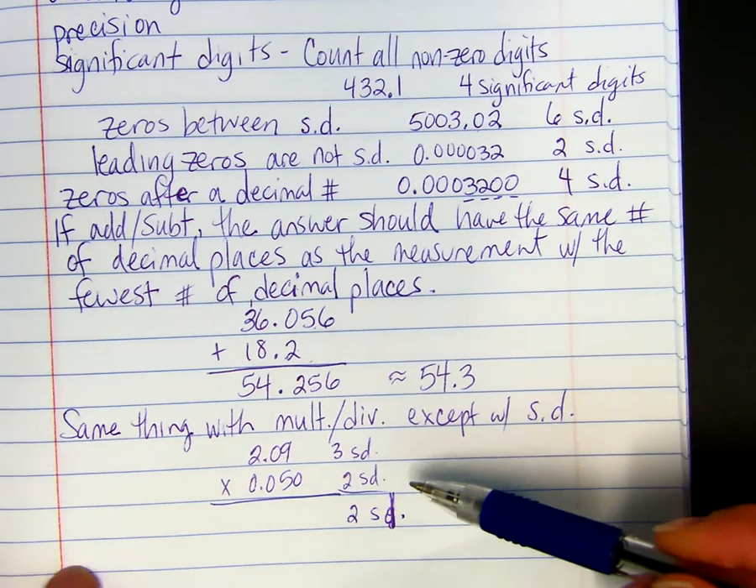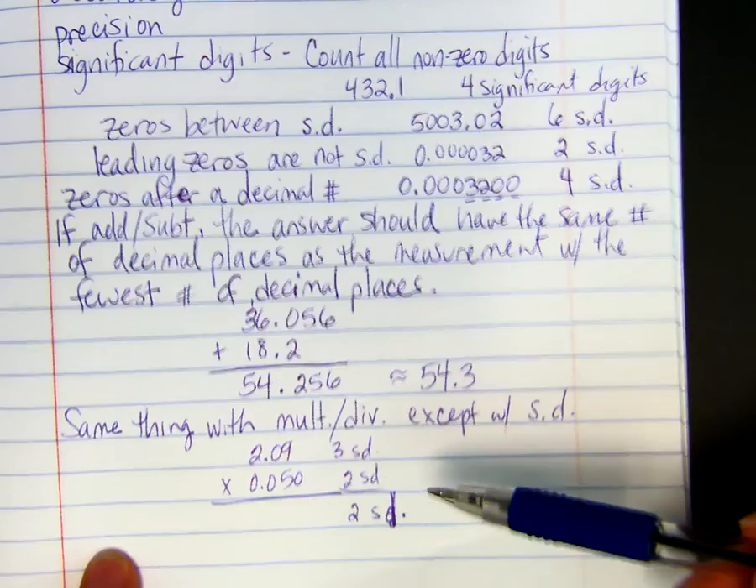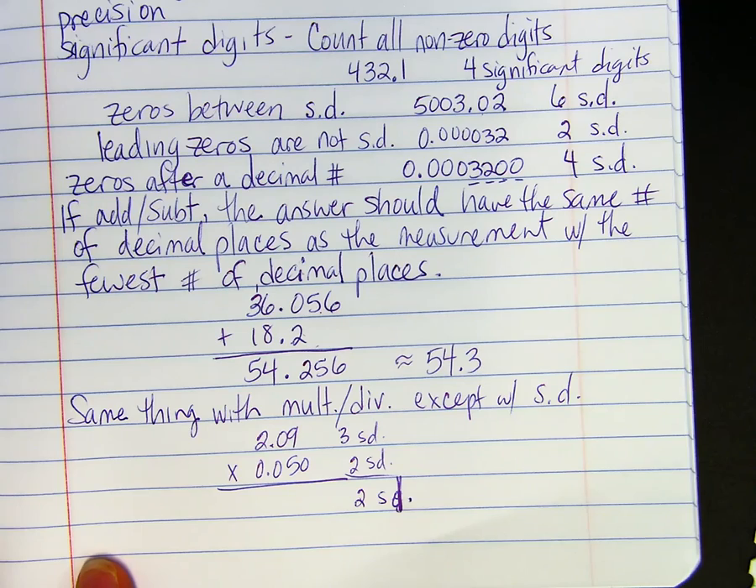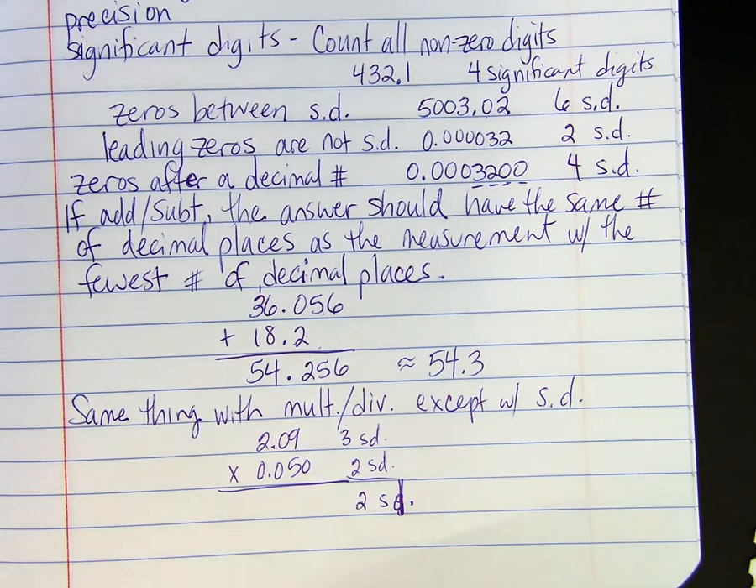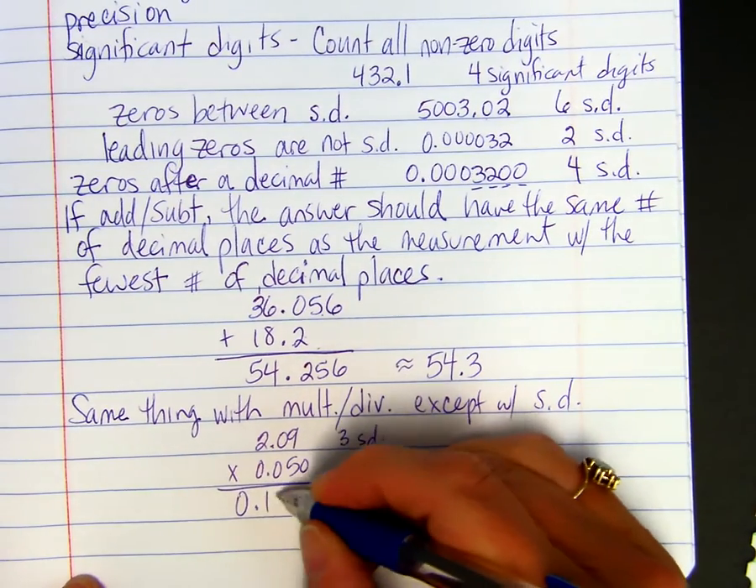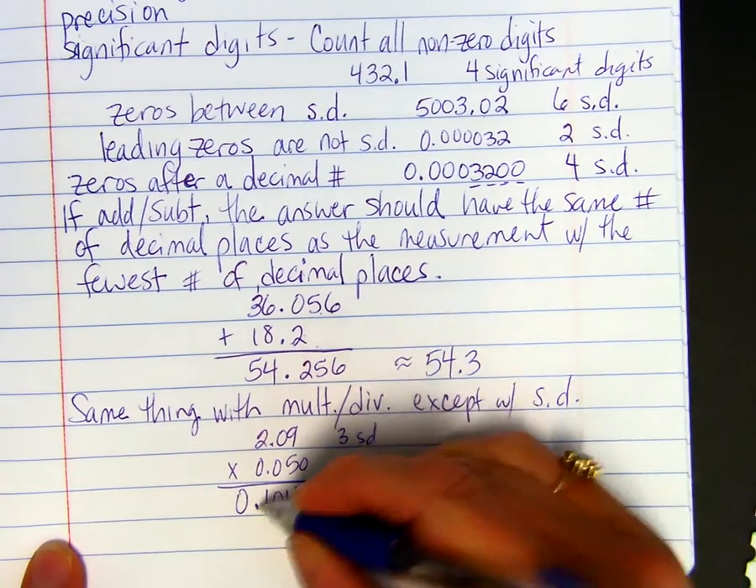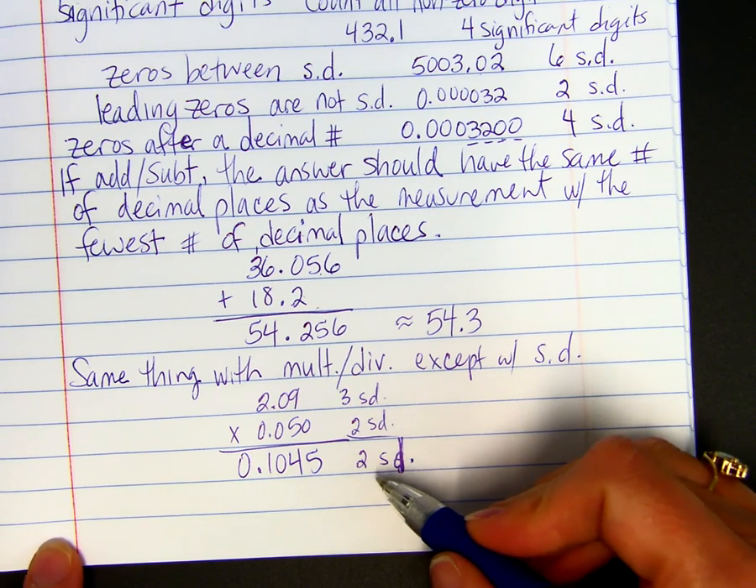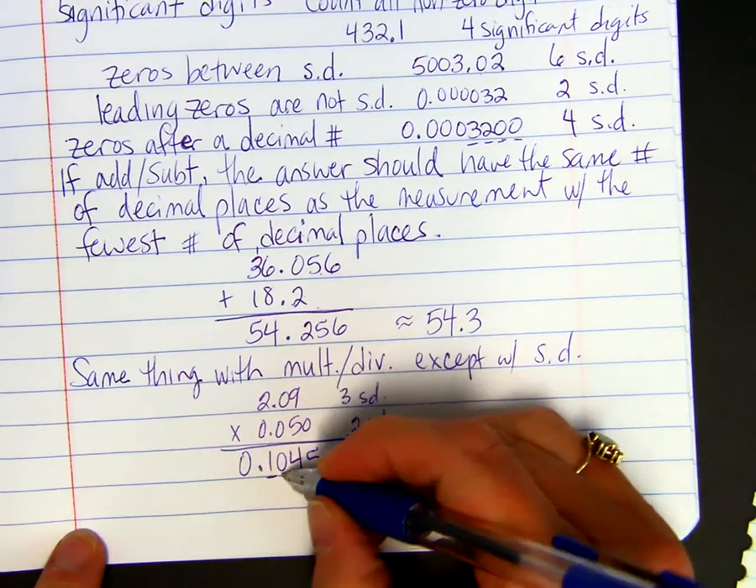So the answer has the same number of significant digits as whichever factor has the least. So it's number of decimal places for adding and subtracting, and significant digits for multiplying and dividing. The least, yep. Okay. So if I were to do 2 9/100 times 50 thousandths, I get 1045 10,000ths. I need 2 significant digits. So I would round to the hundredths.